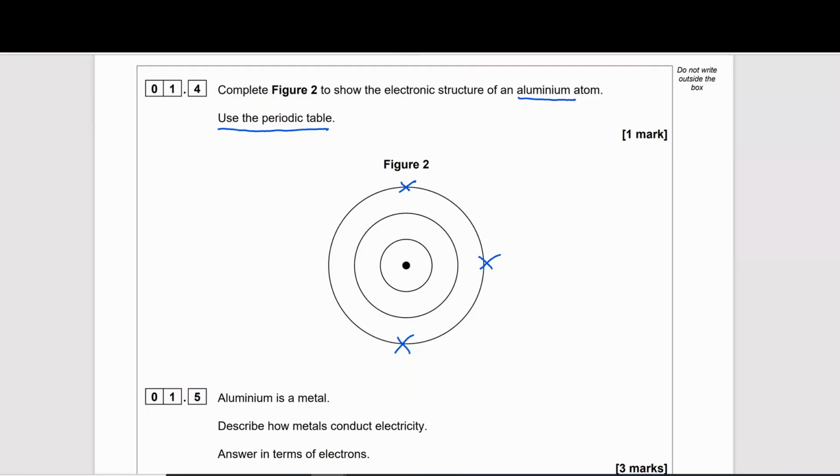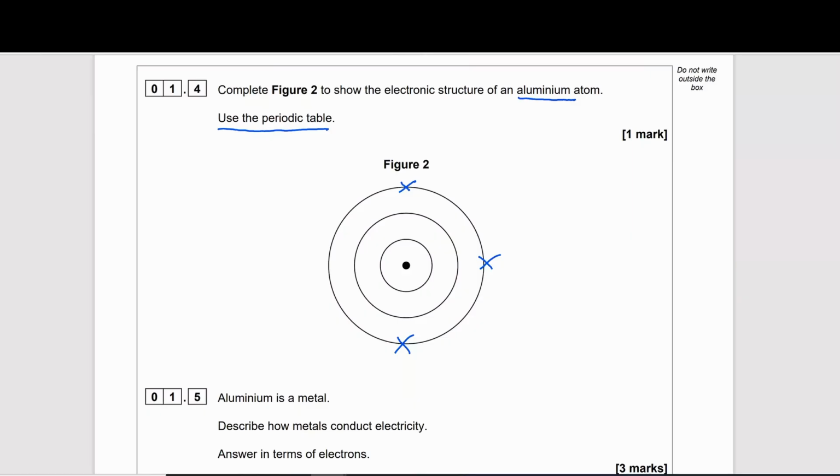The numbers in our periodic table remind us of how many protons are there, the atomic number. But the atomic number also can tell us the number of electrons, because it should be the same as the number of protons. So aluminium has an atomic number of 13. So that means we should be drawing 13 crosses in total.